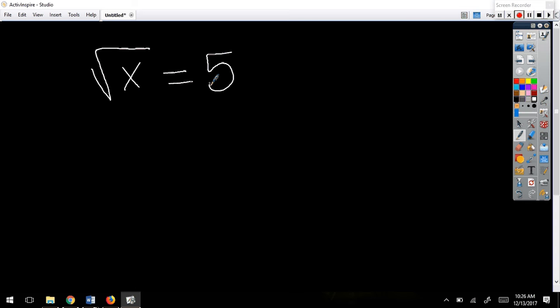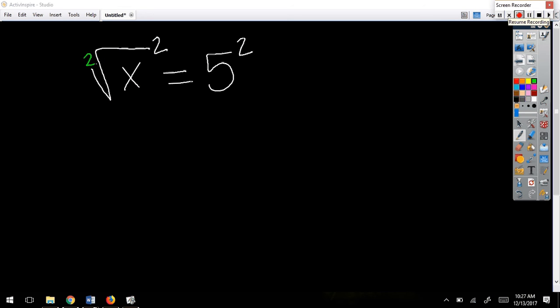And we've done a little bit of this before. It's already square rooted. I raise it to the second power. And I do it to both sides. And the reason I raise it to the second power is this root is a 2.